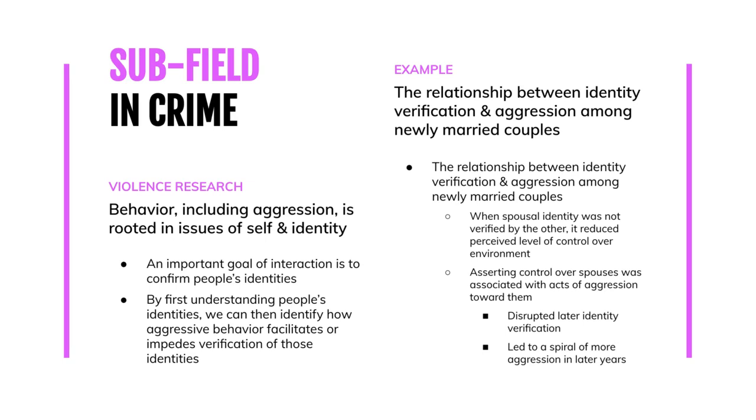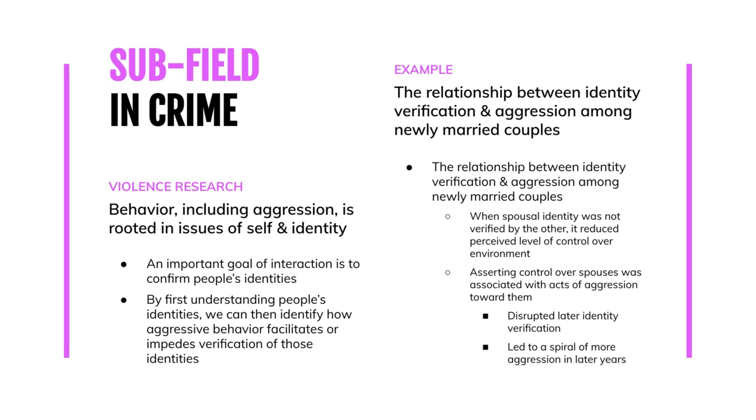One example of this is the relationship between identity verification and aggression. Researchers investigated this relationship among newly married couples. The results showed that when people's spousal identity was not verified by the other in the marriage, it reduced their perceived level of control over their environment. So the person whose spousal identity wasn't being verified had a reduced perceived level of control.